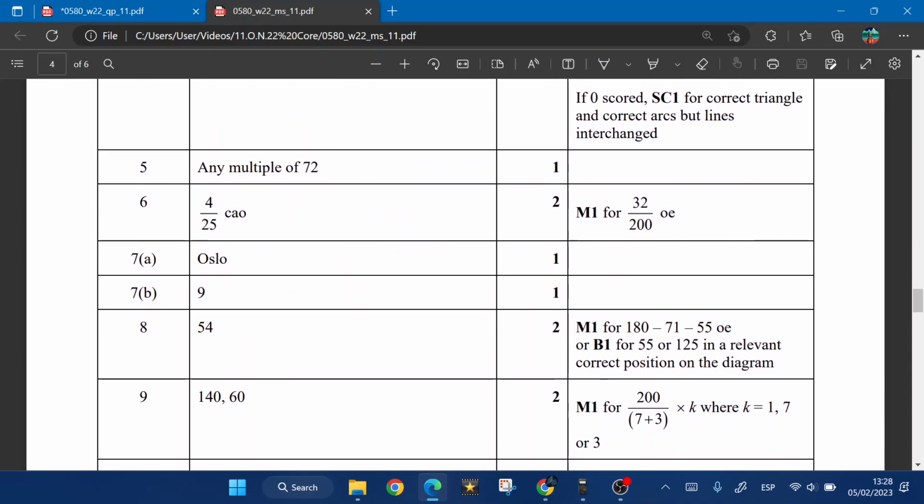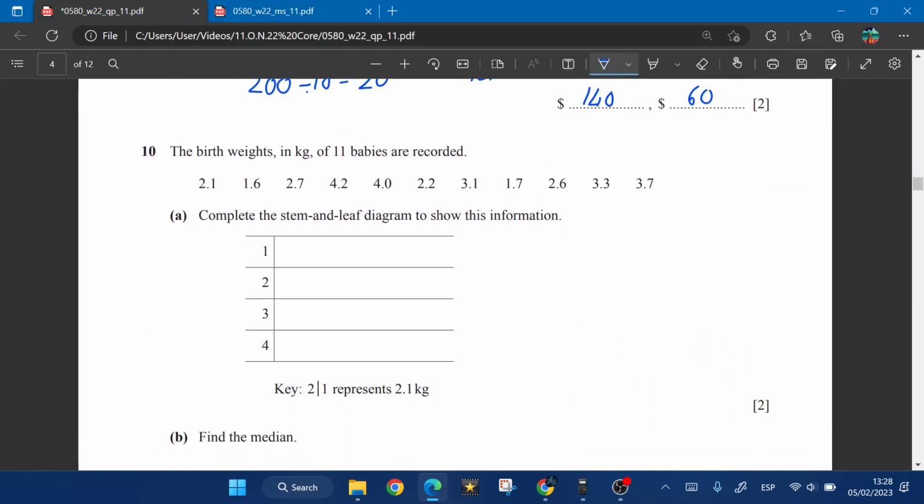Okay, now your answer doesn't need to look like the mark scheme, right? You just need to add 7 and 3 together. You need to divide it into 200 and then multiply it with each part of the ratio. Okay, stem and leaf diagram.